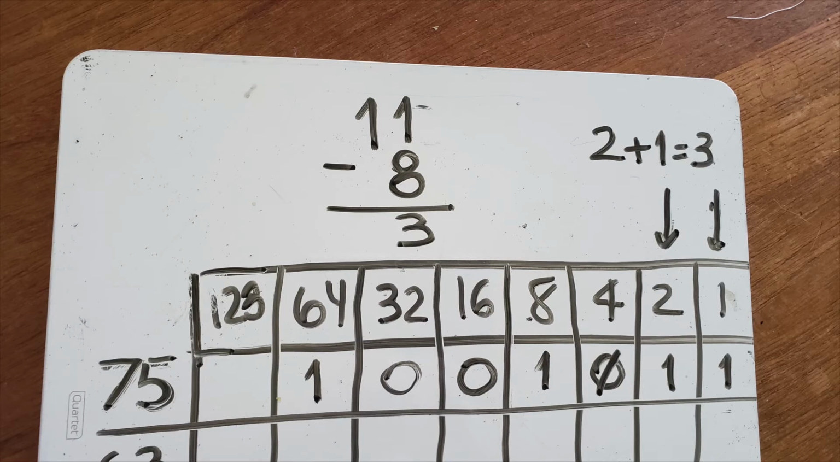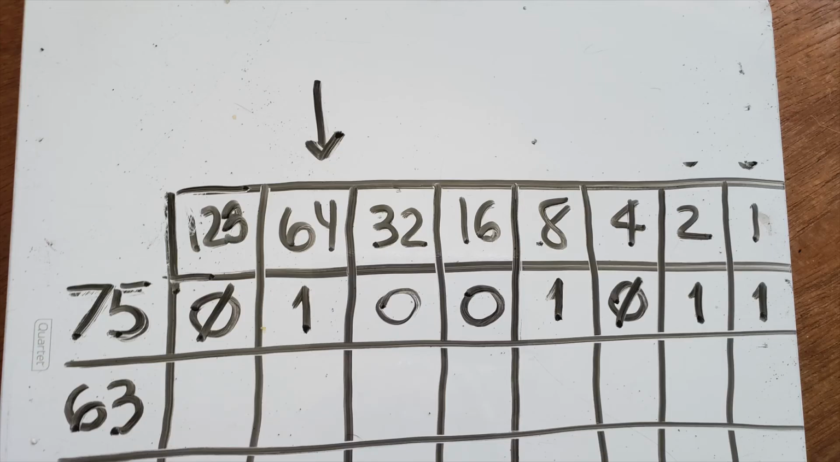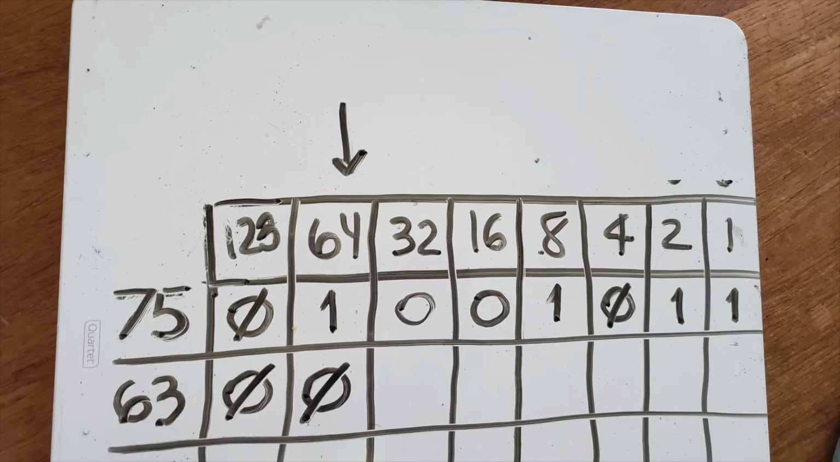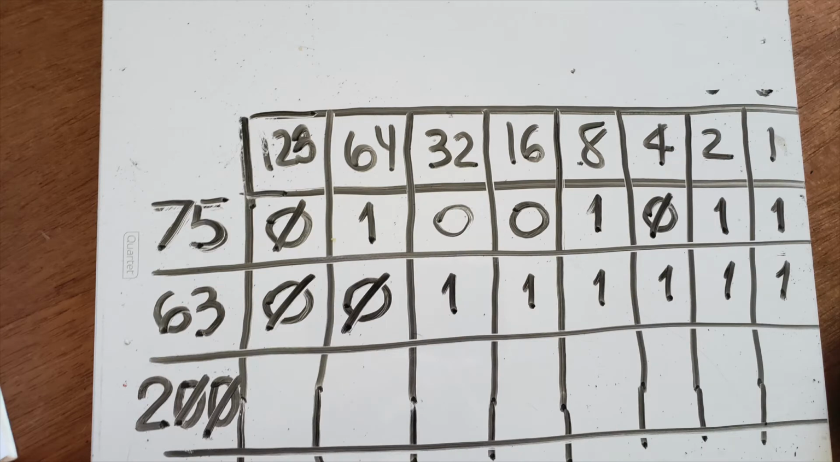Incidentally, I cross out the zeros because in computer science we cross out the zeros to differentiate them from the letter O. Okay, 63. We have a column 64, so we turn everything on up to 64, and then everything to the right turned on will be 63.